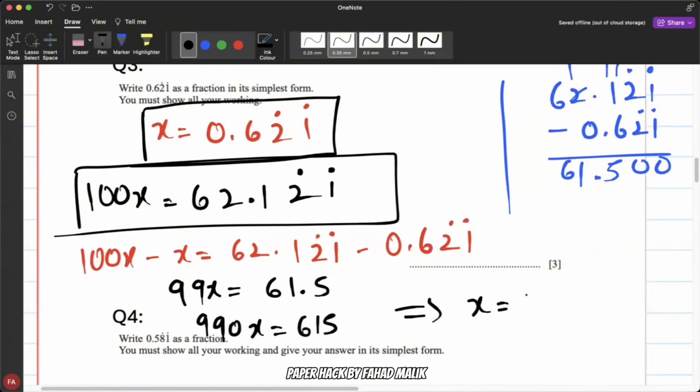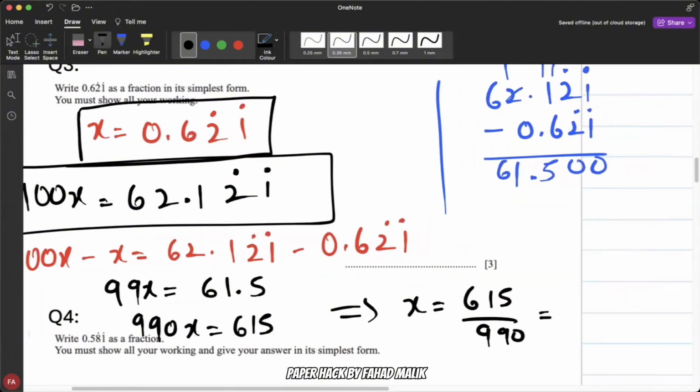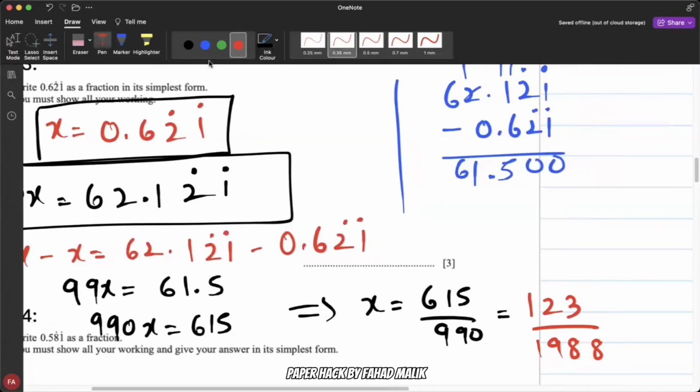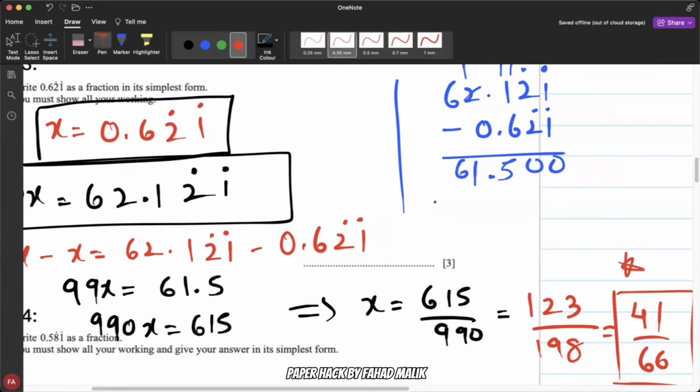And if I start dividing this 615 over 990, I can clearly see that the easiest division has to be with 5. So if I divide this by 5, that's going to be 123. Similarly, in the denominator, we should be having 198. This, however, would simplify more. So this would be 41 over 66. This, again, is my simplified answer.